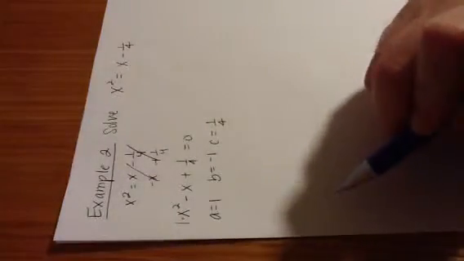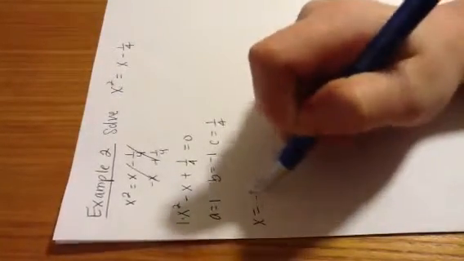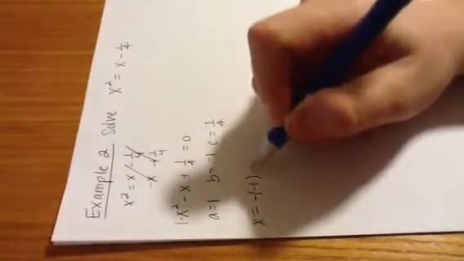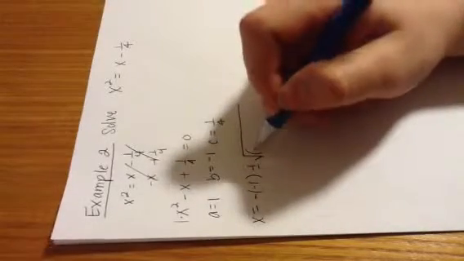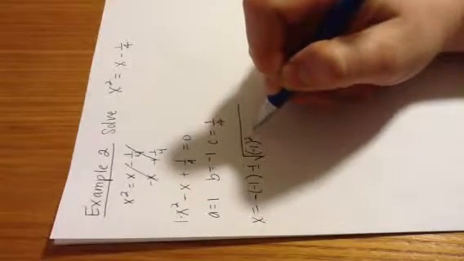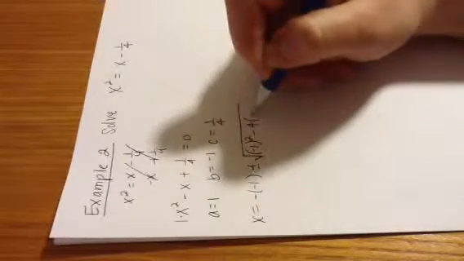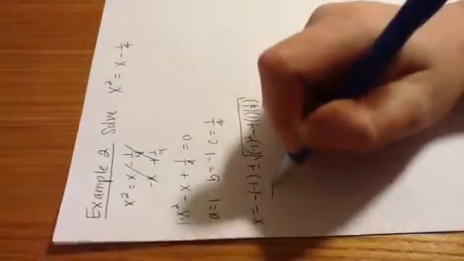So plugging that into our quadratic formula, we have x equals -b, so it's going to be the opposite, plus or minus the square root of b squared minus 4ac, all over 2a.